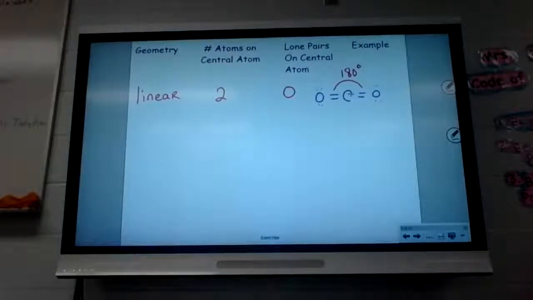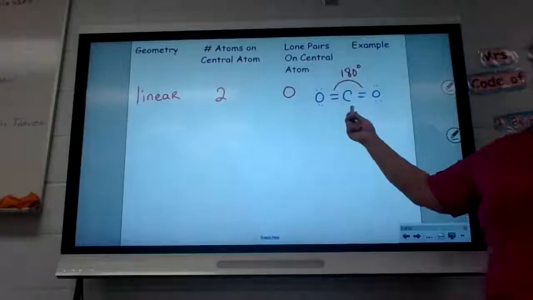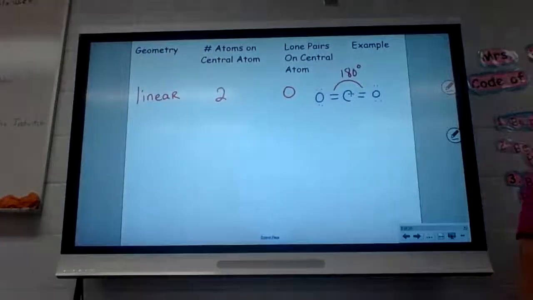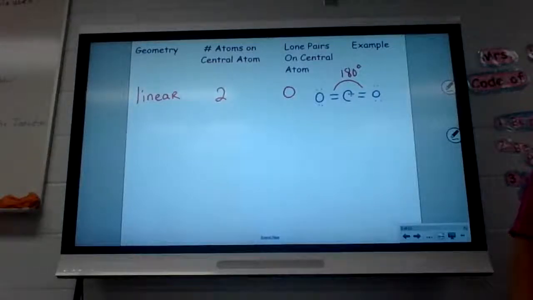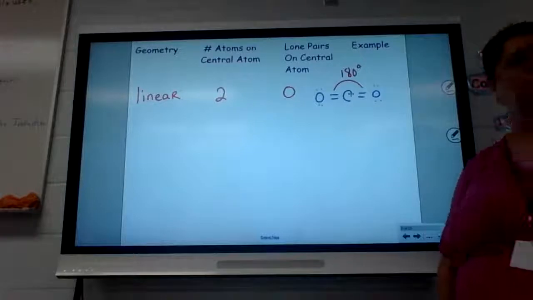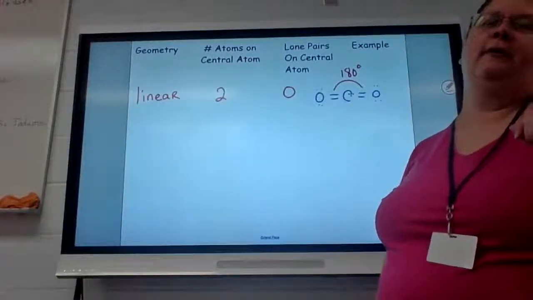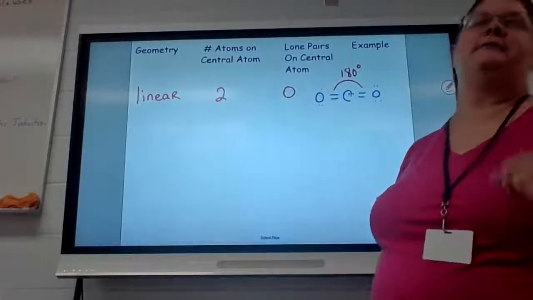So you got the central atom of C. How many oxygens are sticking off the C? That's how I got the 2. Everybody with me on how I got the 2? You can write on your notes. The model, the Lewis structure.